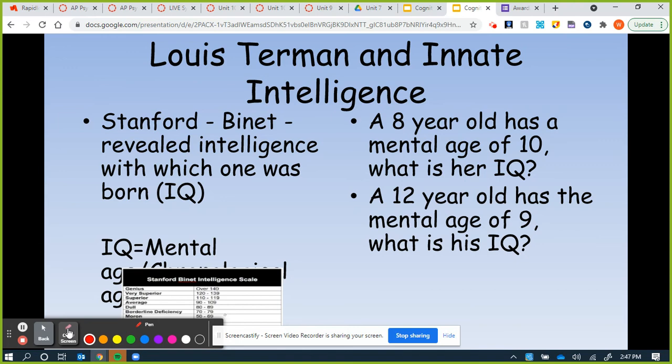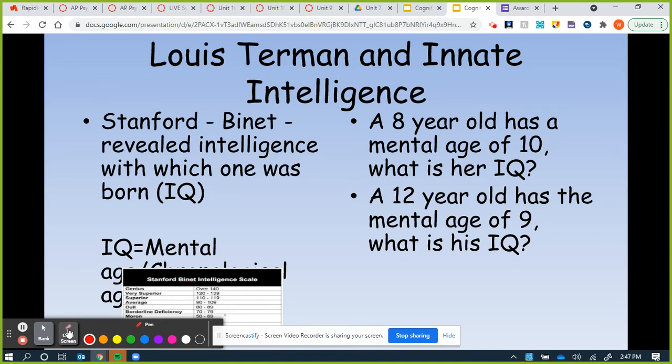Mental age divided by chronological age times 100. So this is how they determined it. What they used this for initially was to determine where kids should be placed in school, to figure out, if they're a 12-year-old, are they thinking on the same level as a 12-year-old or not?